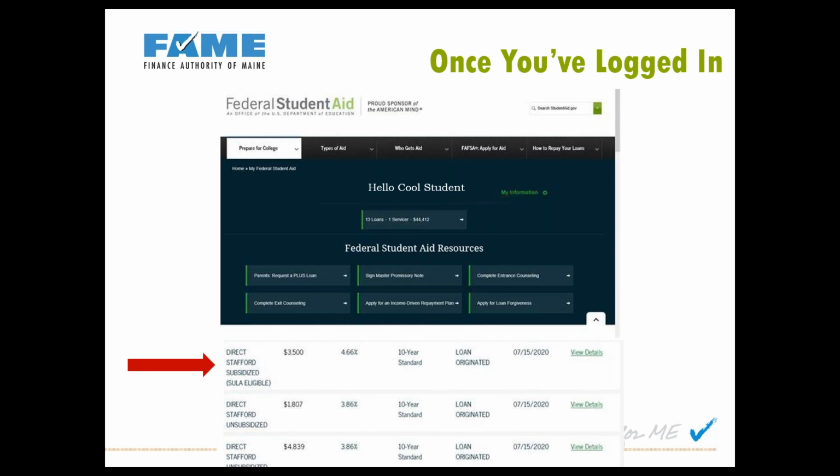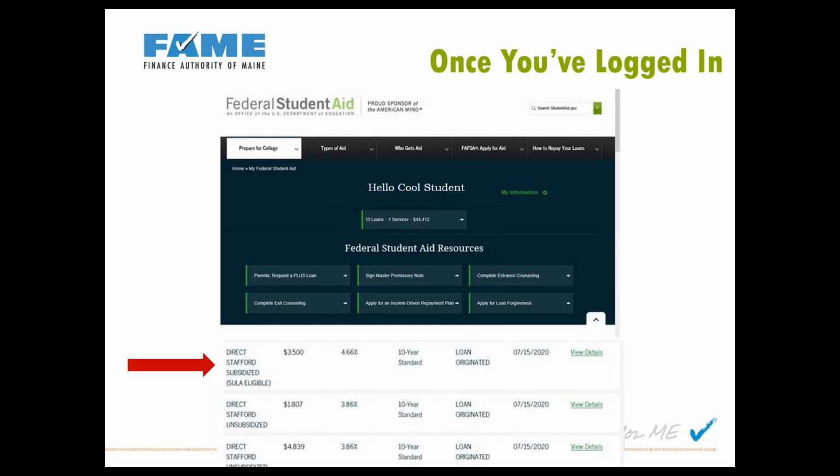So let's click on one of those loans just so you can see. I want to go through what you're seeing here. On this first row, you see direct Stafford subsidized loan. So on the row underneath it, it says direct Stafford unsubsidized. So the word direct is the loan type. In the next slide, we're going to talk more about that. But this borrower has a direct loan.